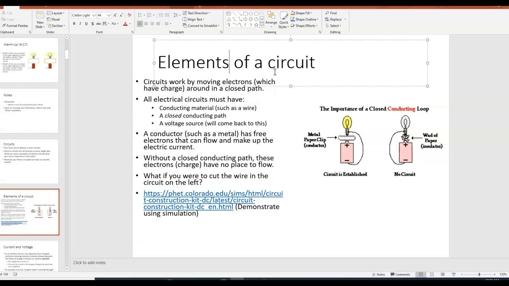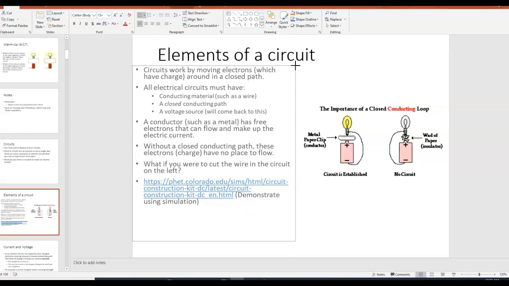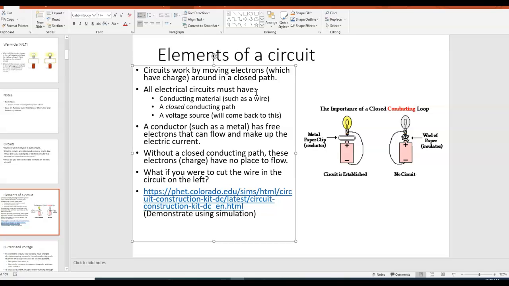Now, the key elements that all circuits have to have: you have to have some type of conducting material. Okay, conductors. An example of a conducting material would be a metal. So conducting material could be like a wire or a piece of metal filament in a light bulb. A very common type of conducting material is copper. So a lot of you have copper wires in your homes, powering your outlets or your internet, your cable, stuff like that. Okay, so metals are the most common type of conducting material. So all electrical circuits have to have some type of conducting material.